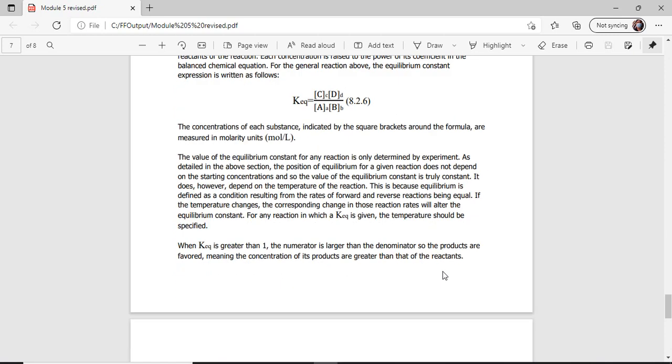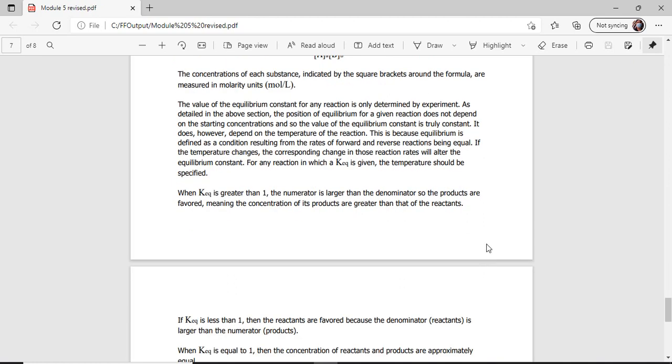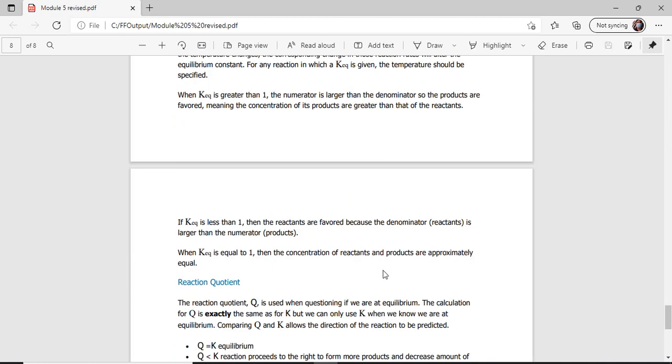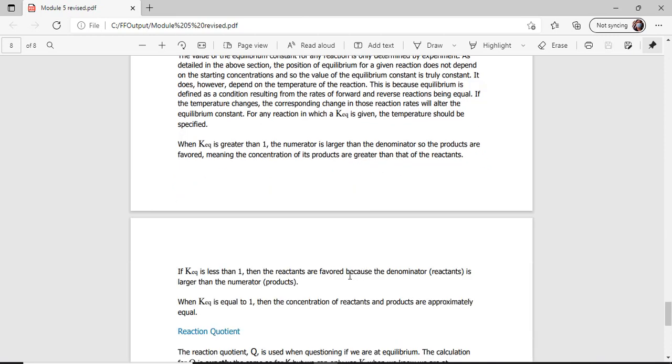When your equilibrium constant is greater than 1, the numerator is greater than your denominator. So the products are being favored, meaning the concentration of its product are greater than of your reactants. Okay, pero kung imo naman yang equilibrium constant is less than 1, ibig sabihin, ang imo nga reactants or ang imo sa dalom, okay, are being favored or mas dako ang ilang value. Okay, is larger than your numerator sa imo nga products.